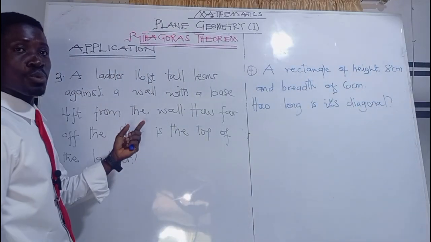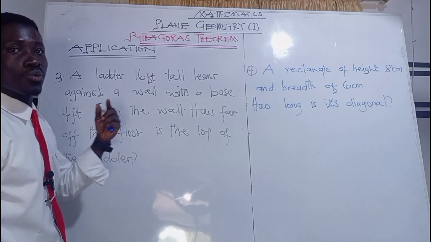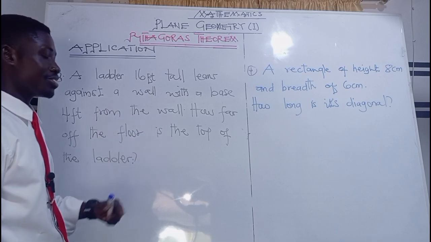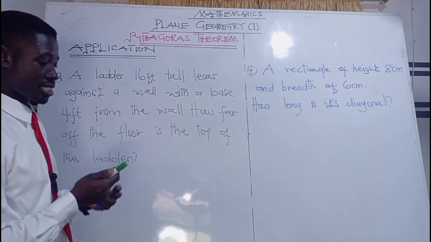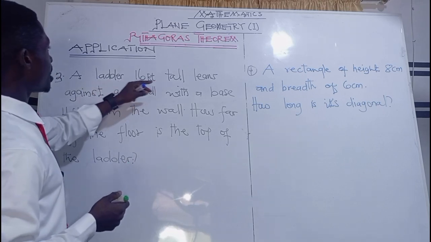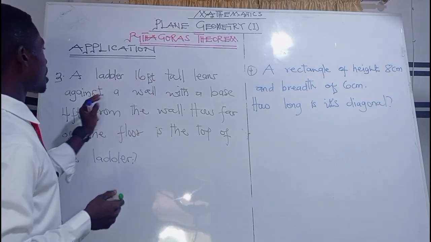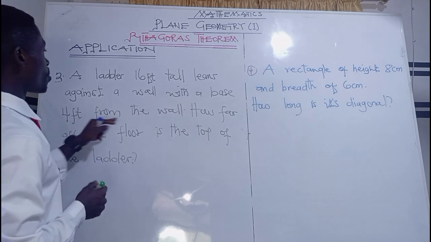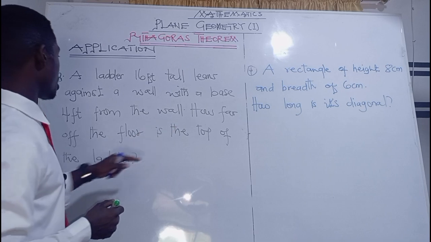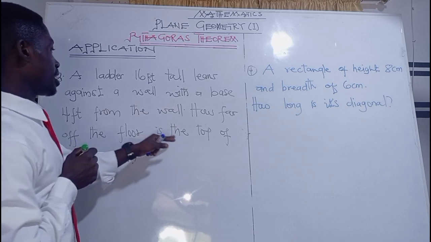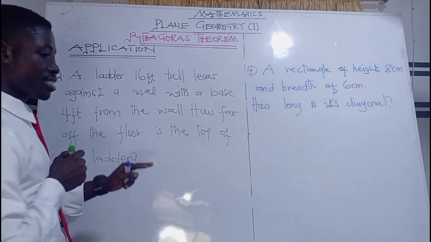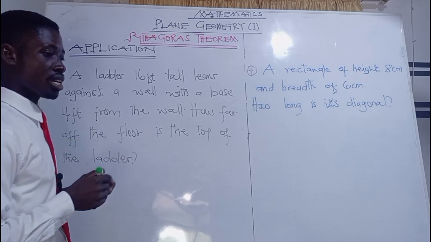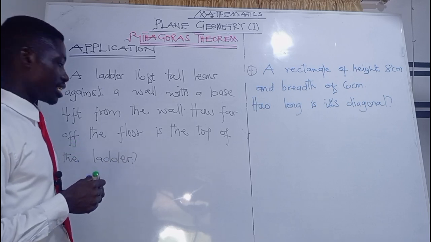So I hope you were able to solve it. What did you get? Let's solve it together to see if you are on the right path. So we have a ladder 16 feet tall that leans against a vertical wall with a base 4 feet from the wall. How far off the floor is the top of the ladder?